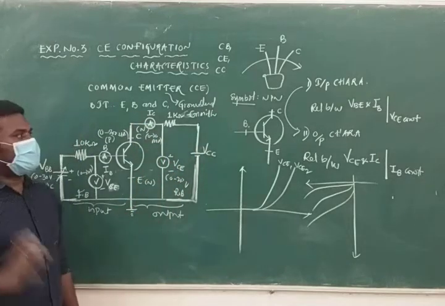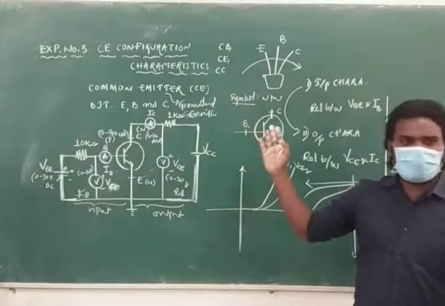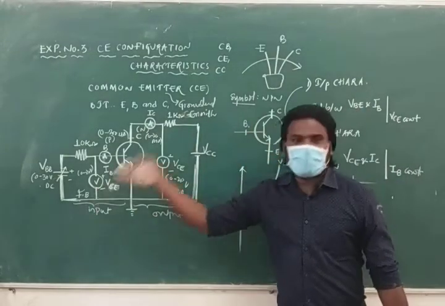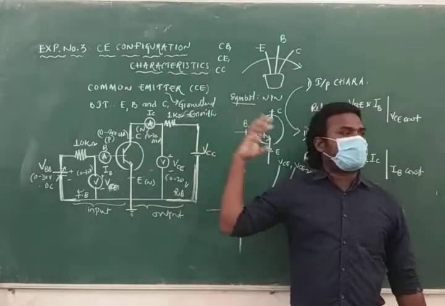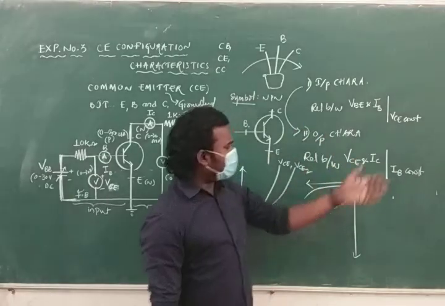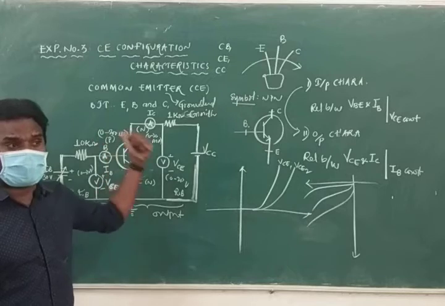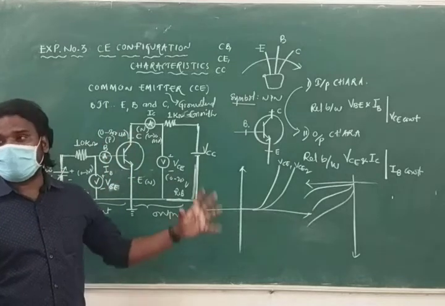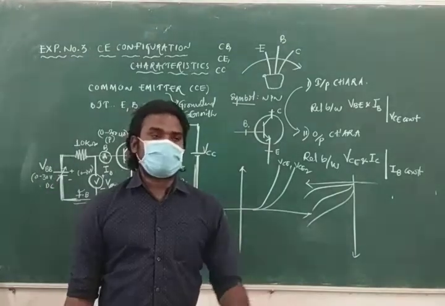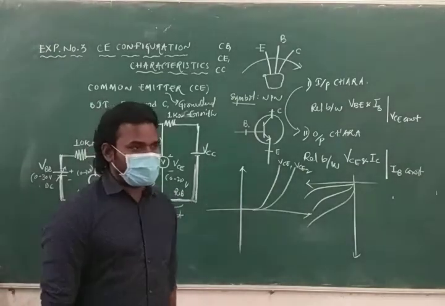So this is about input characteristics. Then define the input characteristics. It is a relation between input voltage and input current by keeping output voltage constant. Output characteristics means it is a relation between output voltage and output current by keeping input current constant. Likewise, you can go with the definition of the input and output characteristics. For the 2 marks question, you can be asked, define the input and output characteristics of a BJT.